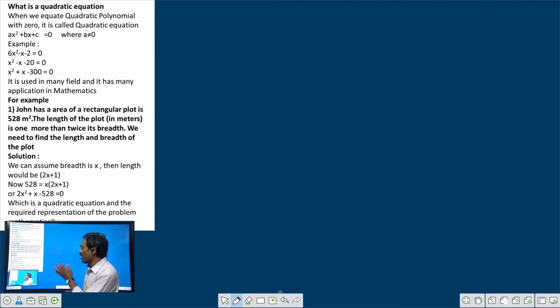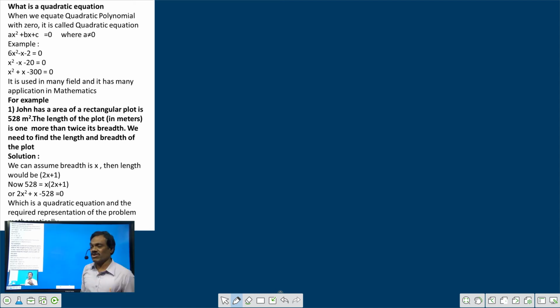See, I have given an example regarding area problems. John has a rectangular plot of area 528 meters square, meaning square meters or meter square, one and the same. The length of the plot is one more than twice its breadth. We need to find the length. Actually, it is not a length and breadth question. We are interested in framing a quadratic equation. How do you write it? We satisfy the given information.